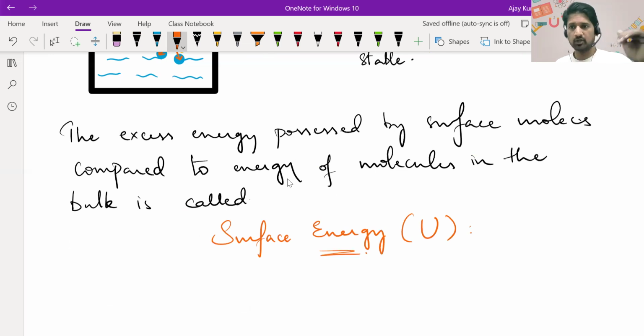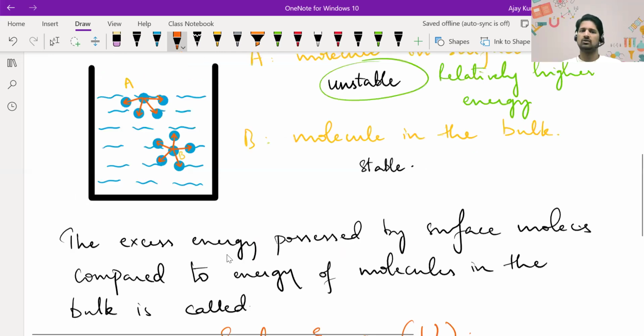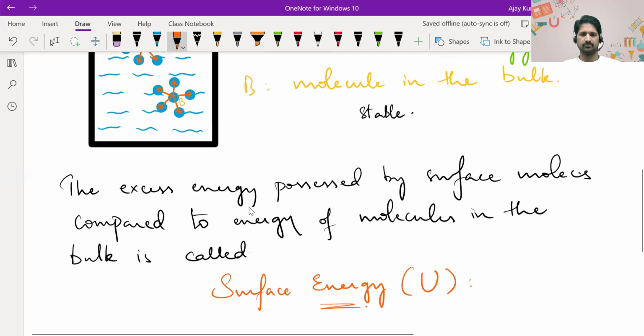Right? So surface molecules, being relatively unstable, are at a higher energy compared to the molecules in the bulk. That extra amount of energy which the surface molecules have is called surface energy. I'm not talking about energy stored by each molecule. The entire surface, meaning all molecules of the surface together, whatever extra energy they store, that combined energy is what you call surface energy.